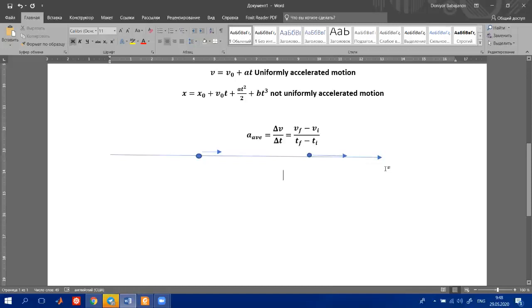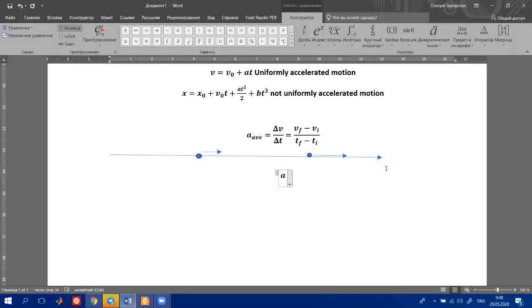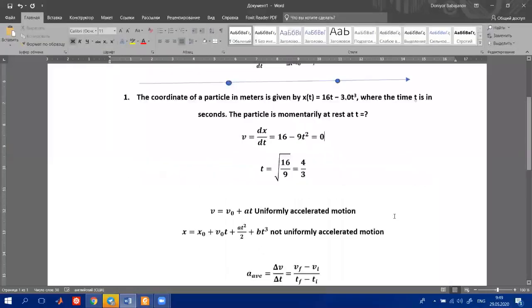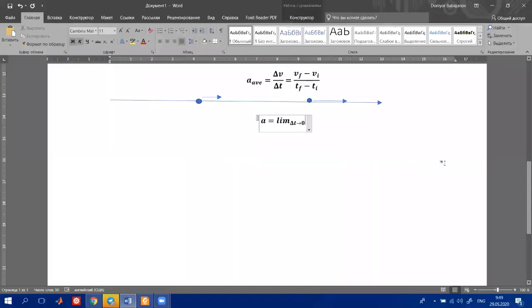Another definition is instantaneous acceleration. Instantaneous acceleration is the limit when delta t tends to zero. Delta t means t final minus t initial. Delta t tends to zero, delta v over delta t. This is the definition of instantaneous acceleration.